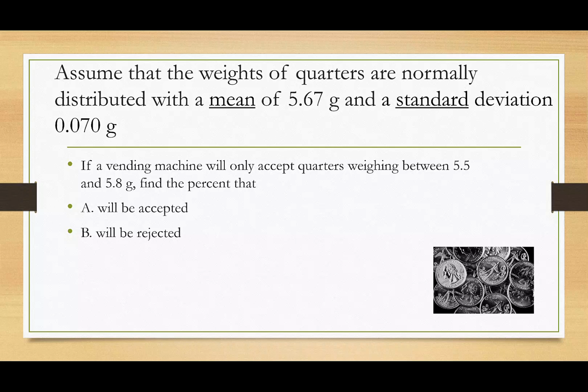Our next problem says, assume the weights of quarters are normally distributed with a mean of 5.67 and a standard deviation of 0.07. If a vending machine will only accept quarters weighing between 5.5 and 5.8 grams, find the percent that will be accepted and the percent that will be rejected.